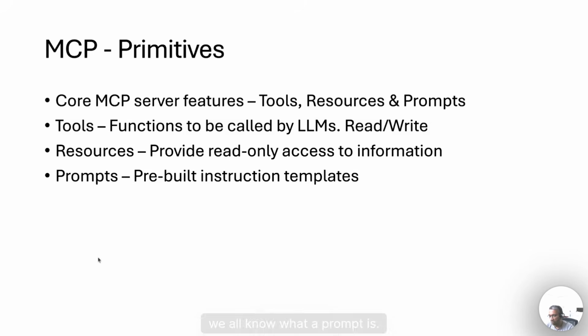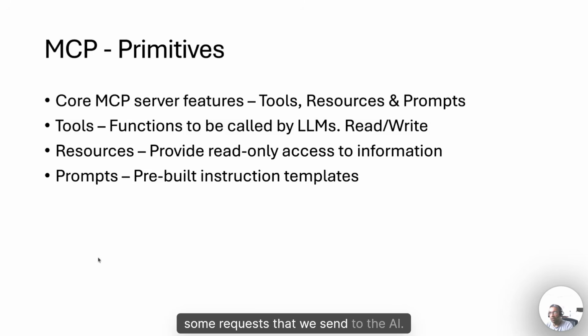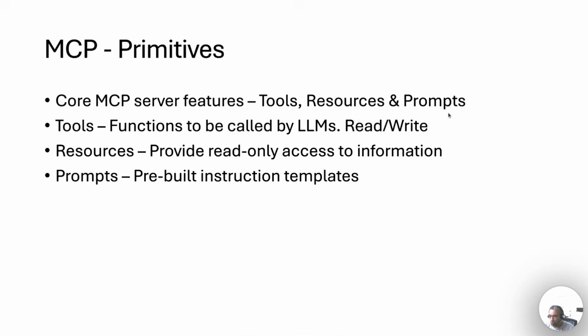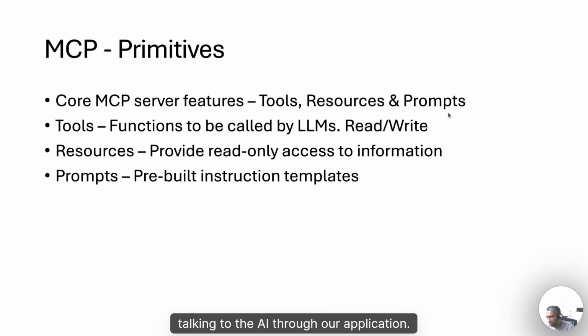Then the prompts, obviously, we all know who already have some experience with AI, we all know what a prompt is. A prompt is some request that we send to the AI. And we all know that the more efficient the prompts, the more efficient the response that we get from the AI model. Therefore, with the MCP servers, we can provide prompts or prompt templates which can be used by the user for efficiently talking to the AI through our application. So that is about the primitives.